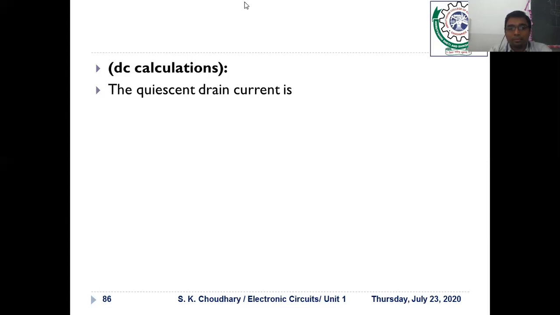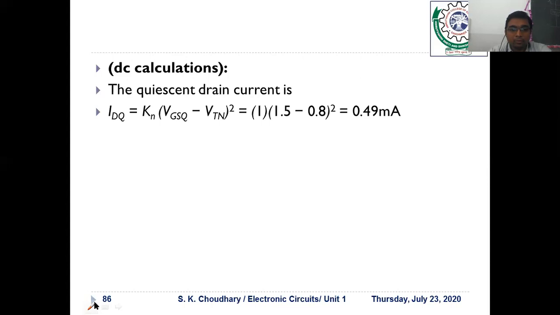Okay. So as per the discussion, I have told you that the formula of the IDQ is capital Kn (VGSQ minus Vtn) whole square. So you will get this value, and finally you get 0.49 milliampere. So Dhananjay Shelke, congratulations, you have solved this correctly.